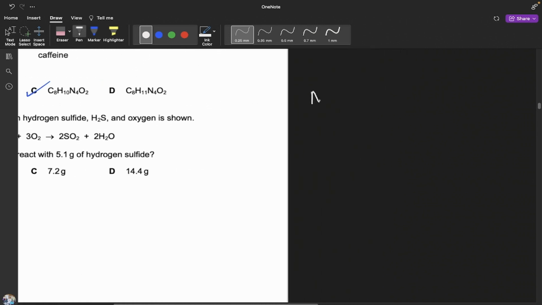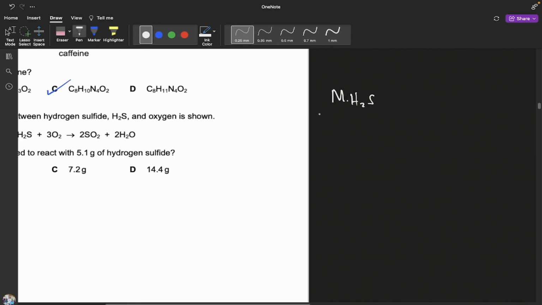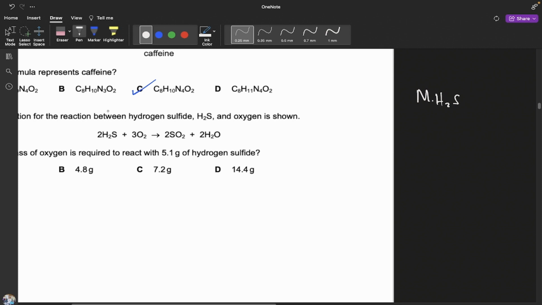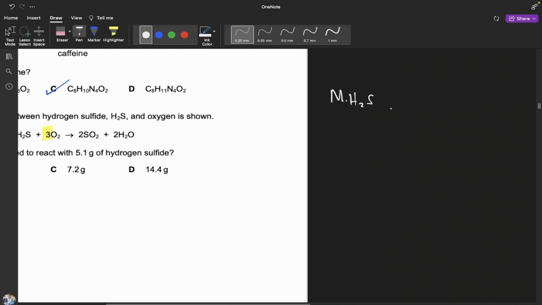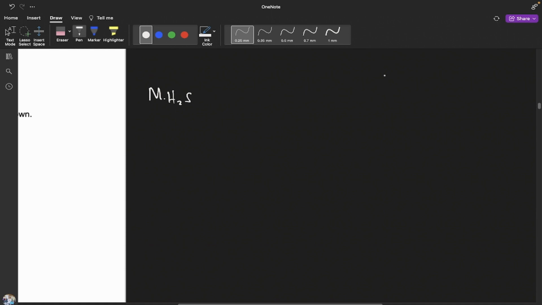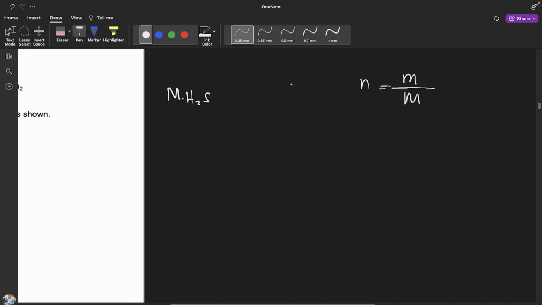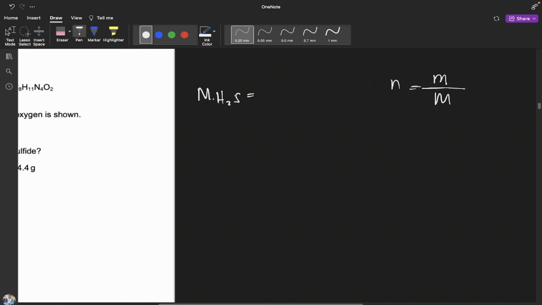So first we need to find the molar mass of hydrogen sulfide, because here the stoichiometric coefficients are given, so you can compare the moles amount. Got it? But you can't just compare the moles amount. You need to have the amount of moles of these substances. Here, the mass is given. If you divide it by the molar mass of hydrogen sulfide, we can get the moles of hydrogen sulfide. That's why we are finding the molar mass of hydrogen sulfide.